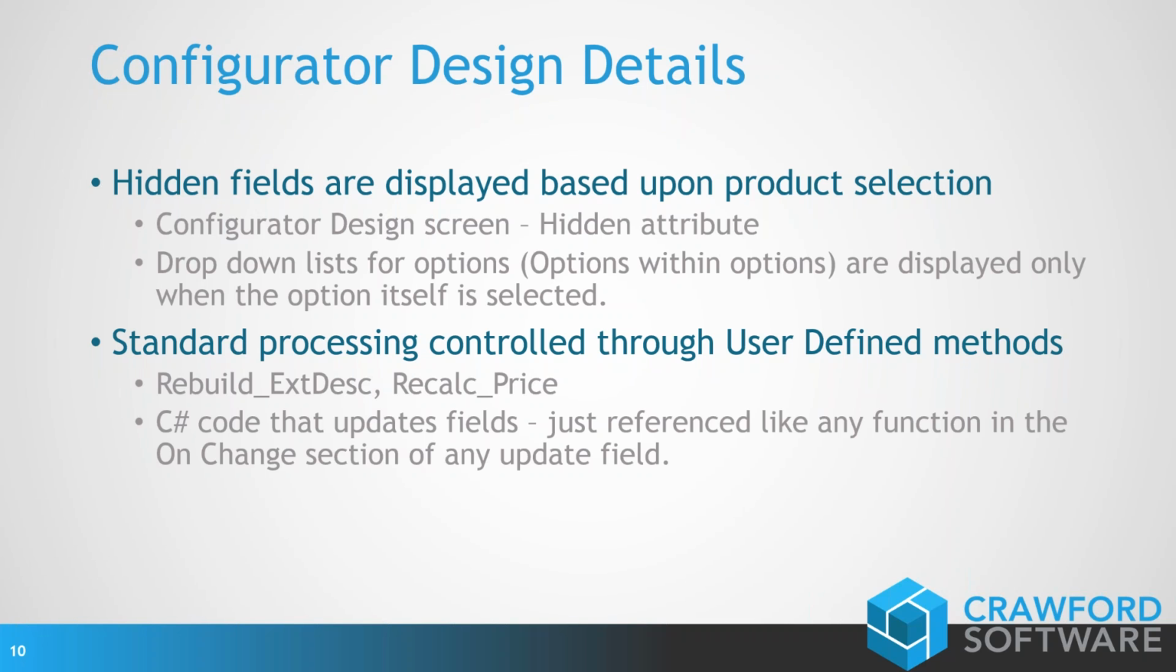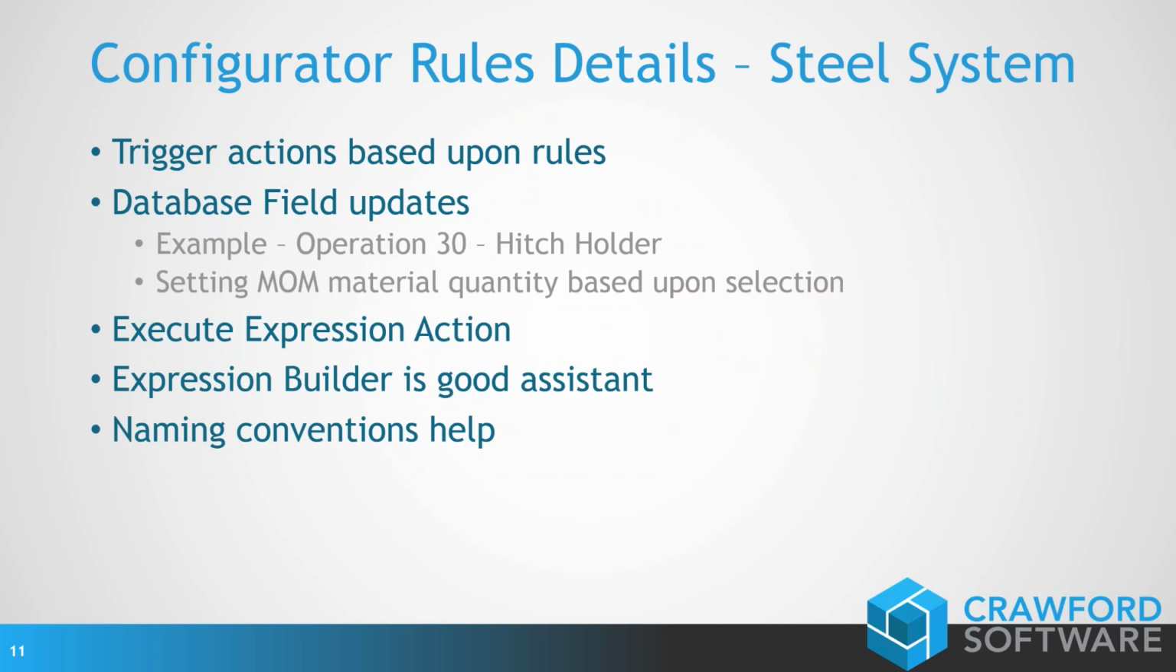Okay. What we're going to see as we go through the seal system is actions triggered based upon the rules. This is what I talked about: when we choose the steel, all of a sudden we get a whole bunch of additional options. We're going to go through one where we pick one option, and it's going to open a quantity window and other things. The database field updates will show you the operation for the hitch holder, where we're adding quantity and doing some other things. So you can update quantities on the BOM, and you can update standards on the routing and the action items that are going on there.